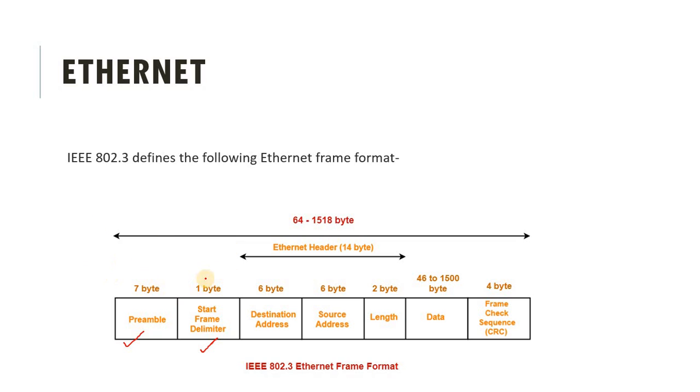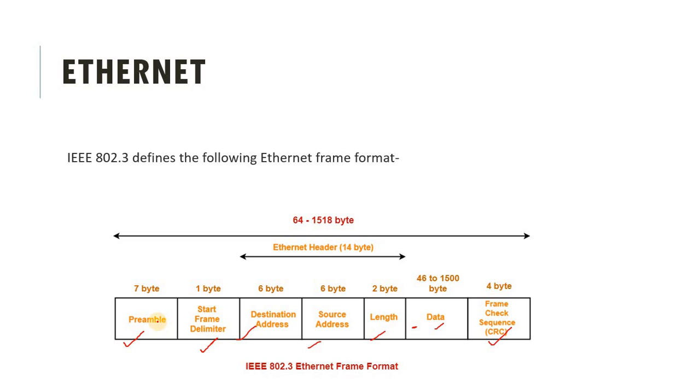And these two parameters are provided at the physical layer, and at the data link layer the destination address, source address, length, data, and CRC are used. CRC is used for error checking, and the main ones are the destination address, source address, length of the frame, and the data.